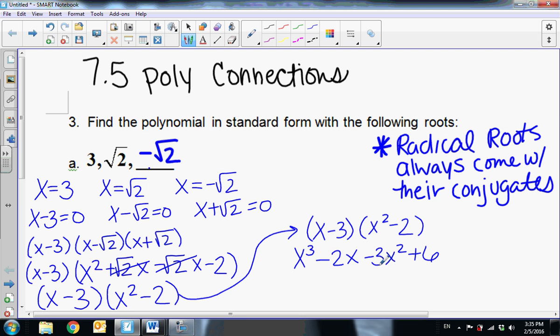Is that in standard form? No, why not? Yeah, it's got to go in order of your degree from greatest to least. So x cubed minus 3x squared minus 2x plus 6.